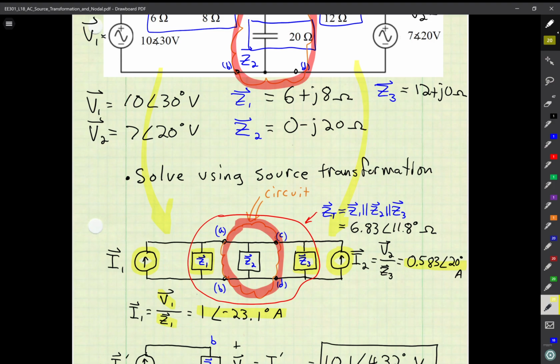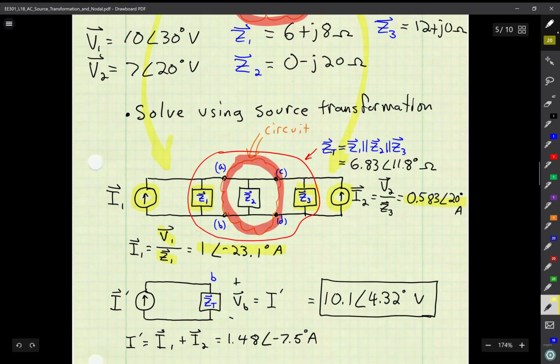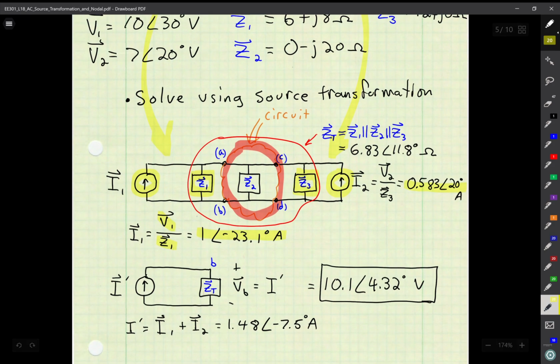Everything is in parallel, so I can add them together. So here's what I'm going to do. I'm going to take my current I and call it an I prime here, and I prime is equal to the sum of I1 plus I2. And so when I do that, I get this value here, 1.48 with an angle of minus 7.5 degrees.